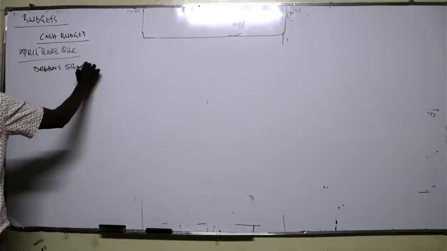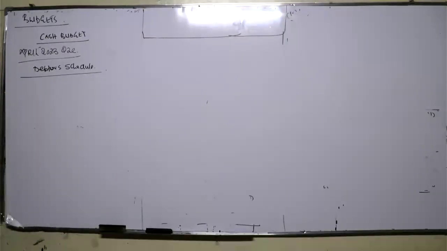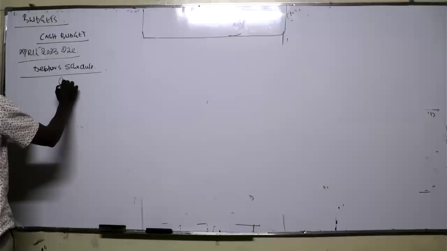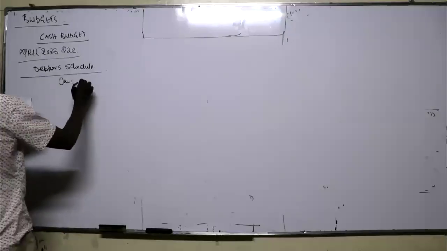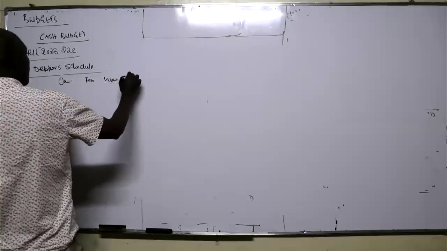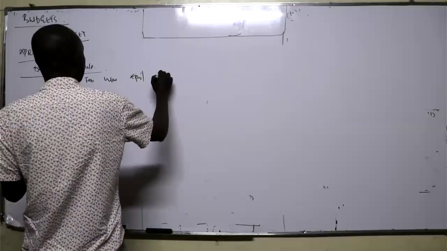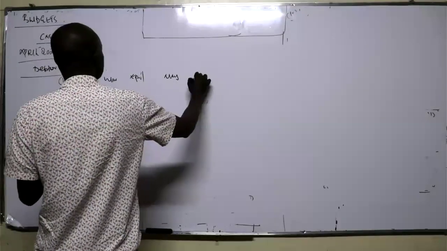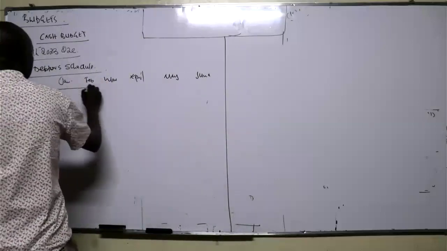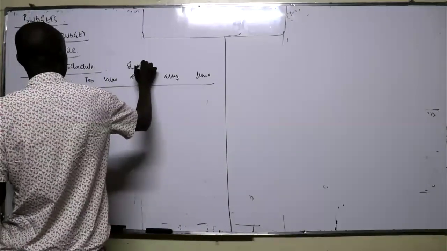So this is very important when it comes to budgets, cash budgets. So here we have all the months that you've been given: January, February, March, April, May, and June. These are shillings and thousands, so you can write there shillings and thousands.